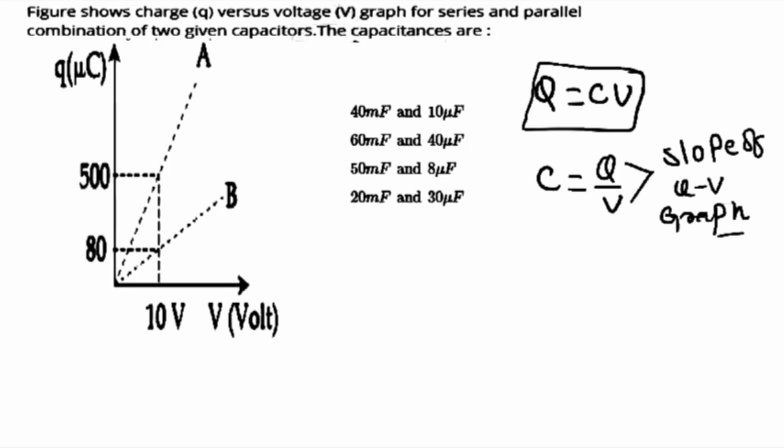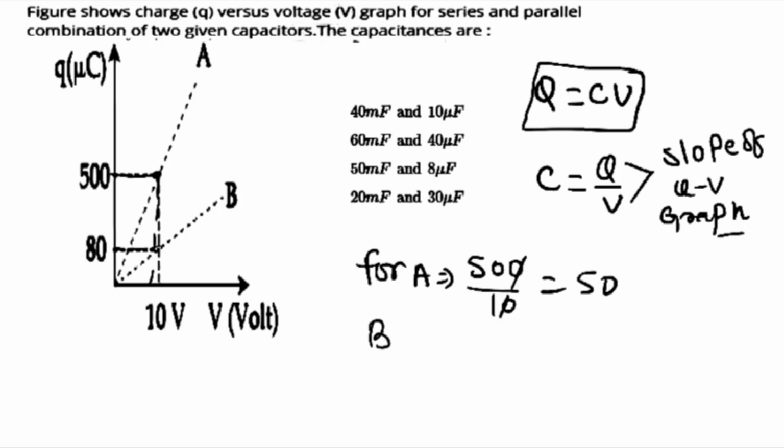Now for A, how can we find the slope? We are given the point 500 and 10. The slope will be 500 divided by 10, that is 50. Now if we take B, it is 80 divided by 10, that is 8. It means our capacitances will be 50 and 8, and this is our capacitance, so option C is correct. I hope you have got your answer.